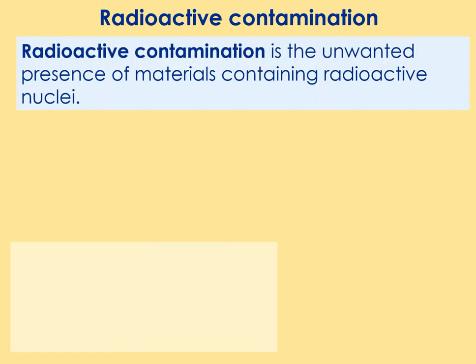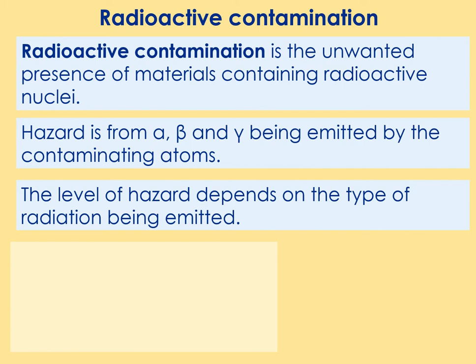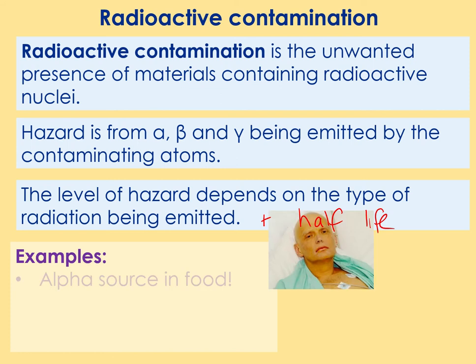Contamination is a bit different. Contamination is the presence of unwanted radioactive nuclei. So the hazard there is from nuclei that are emitting alpha, beta and gamma. The level of hazard, so how dangerous it is, depends on the type of radiation, so whether it's alpha, beta or gamma, and also something called the half-life, which I will come on to in video 5. So the type of radiation and also the half-life of the radiation.